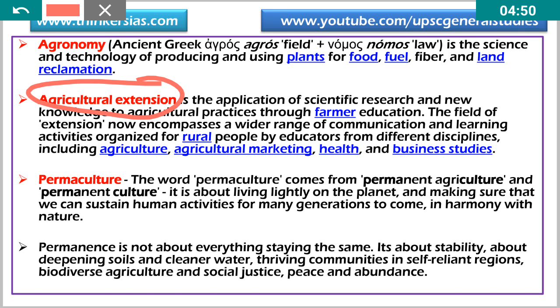Permaculture has been asked in the mains exam in 2013, it seems. Permaculture means permanent agriculture, which means sustainable agriculture, permanent agriculture.